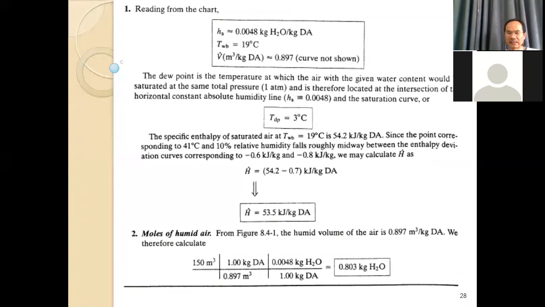And then we can use this data to calculate the mass because the volume is 150 cubic meter from the humid volume. That means 1 kilogram dry air includes 0.897 cubic meter of air. Right? And also from the absolute humidity.